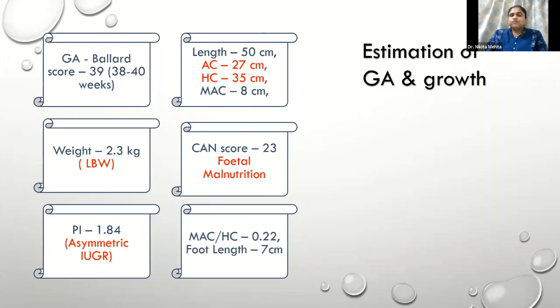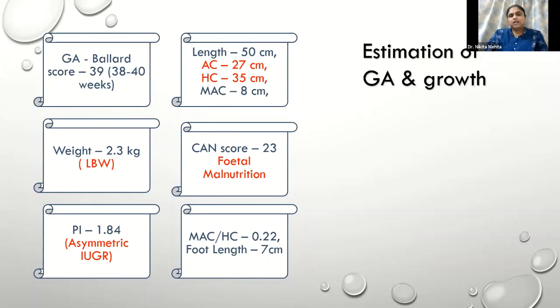Now in this baby, we see a lot of different growth parameters which are not matching a normal, healthy, full-term delivered baby. So what is wrong with the baby? Let us see how we did the gestational assessment and other growth parameters which helped us in assessing the exact nutritional status of the baby.